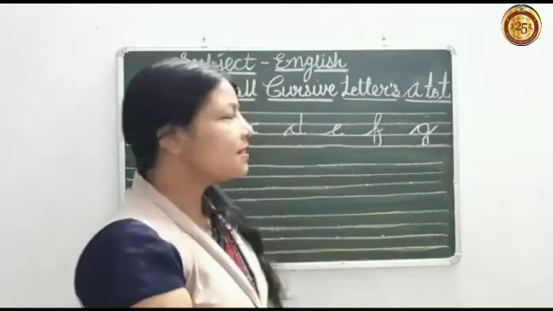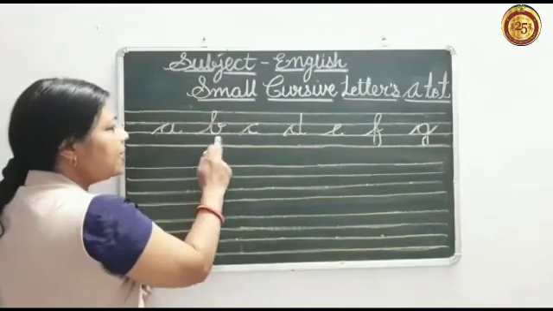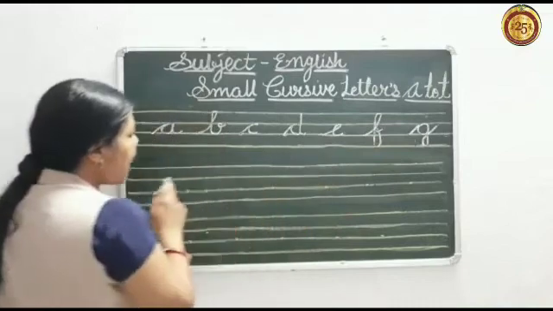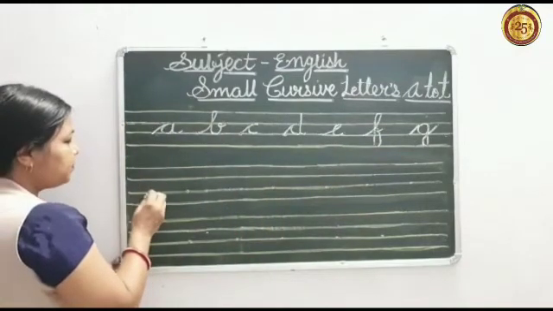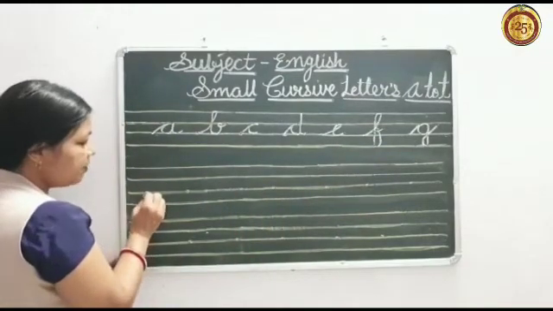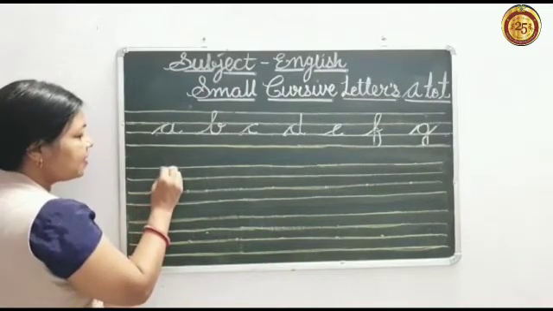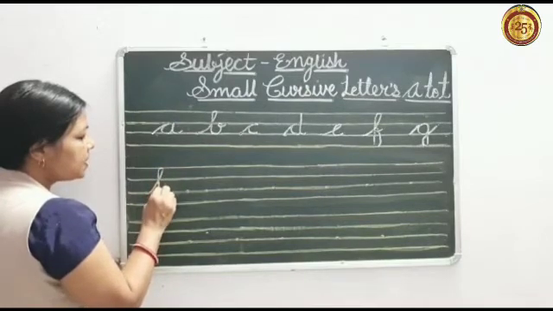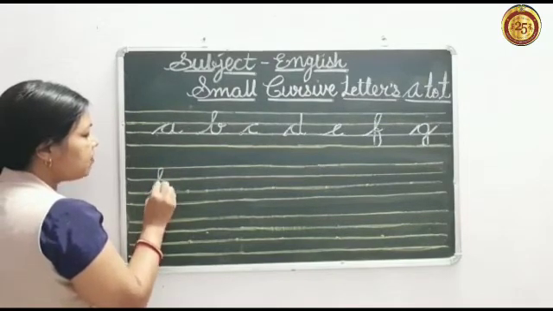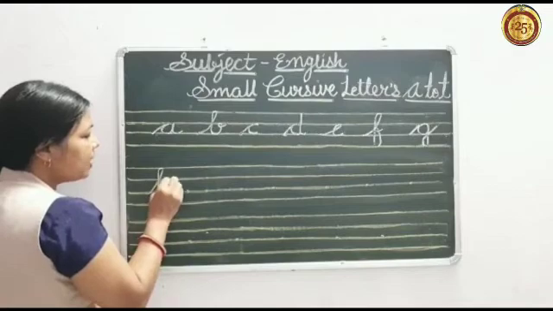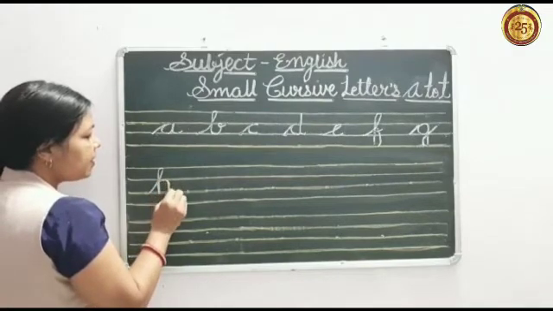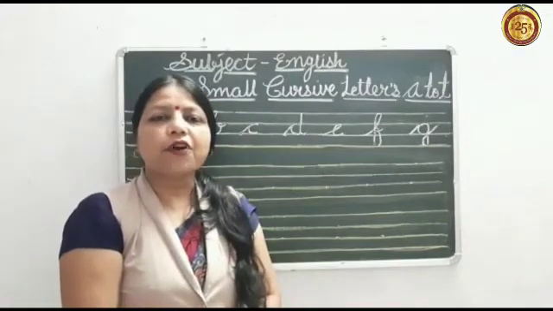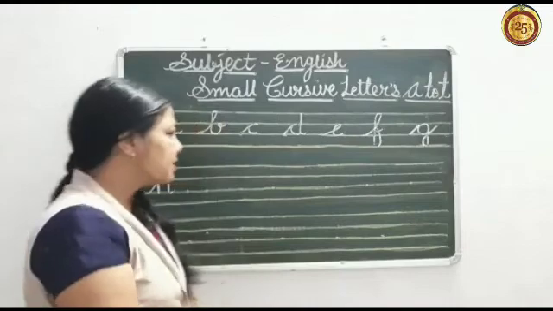We will revise it. A, B, C, D, E, F, G, H. We will write here H. Put your pencil here on second blue line. Take it upward like this. Touch the red line. Bring it down. Touch the second blue line. Go up with same line. Touch the first blue line. Come down and turn it like this. This is small cursive letter H. H for hand.